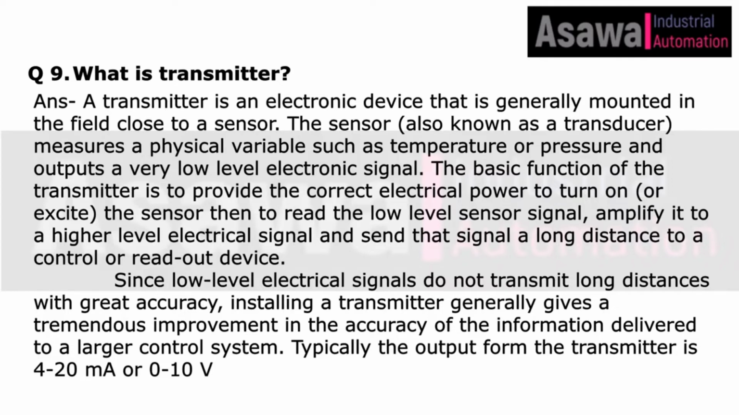Since low-level electrical signals do not transmit long distances with great accuracy, installing a transmitter generally gives a tremendous improvement in the accuracy of the information delivered to a larger control system. Typically, the output from the transmitter is 4 to 20 mA or 0 to 10 V.